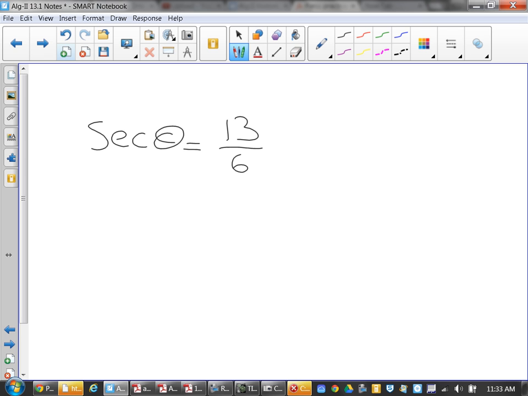Now, think about what you have. If you have a secant value of 13 over 6, what does the 13 have to represent? It's the hypotenuse. Now, when you're into these triangles, it doesn't matter which angle you pick as theta. It really doesn't, because it's about perspective. So if secant is 13 over 6, where's the 6 going to go? Is it your adjacent or your opposite? Adjacent.